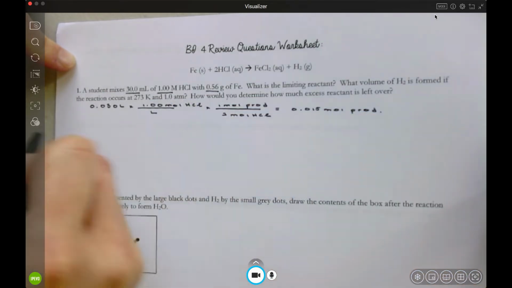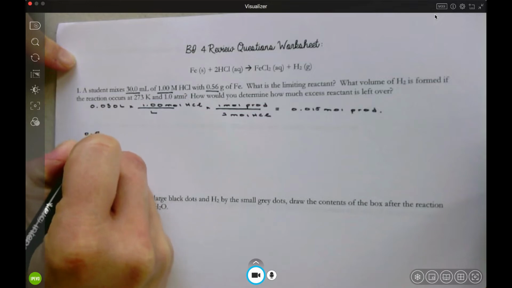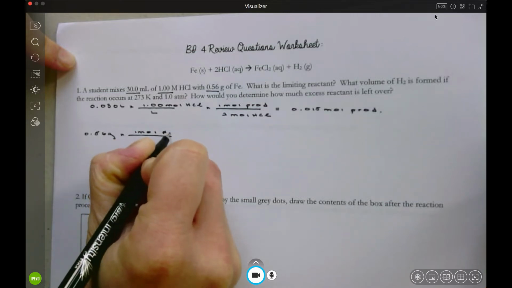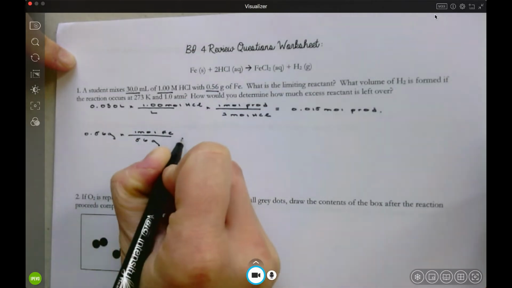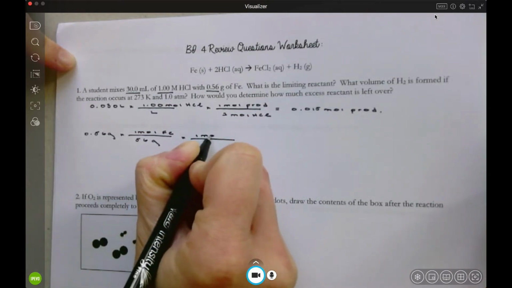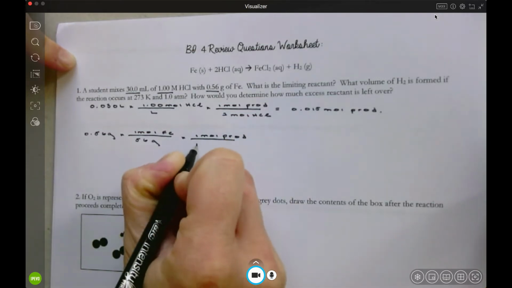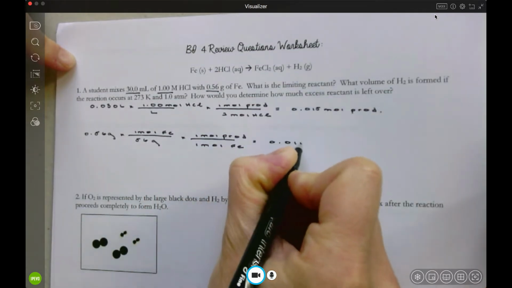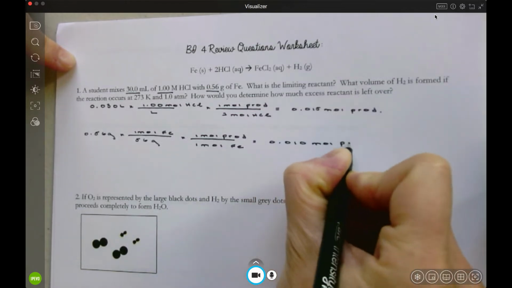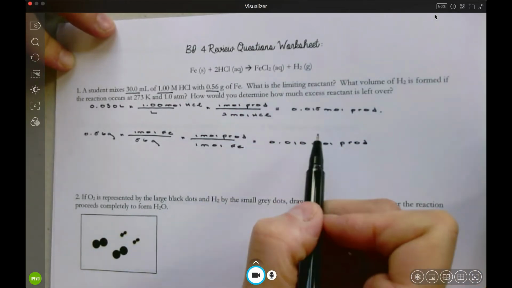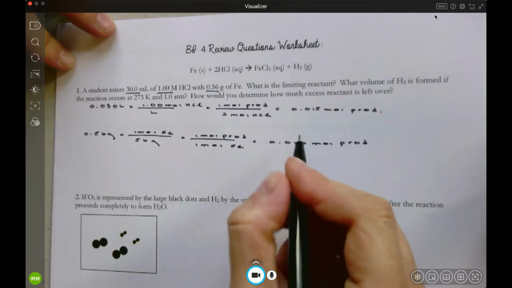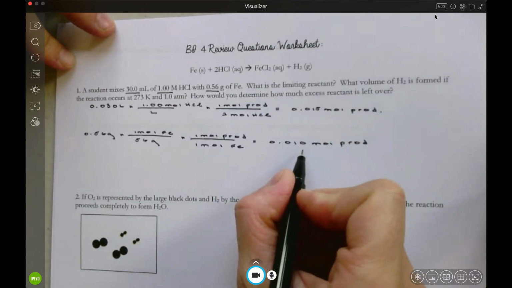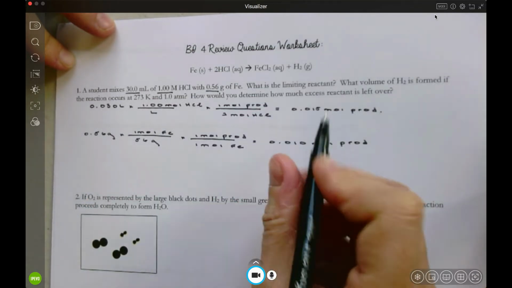If I did the same thing but for iron, how many moles of product will iron form? I'm going to first get into moles of iron by dividing by the molar mass. Then get into moles of product. It's 1-to-1, and so the answer you get is 0.010 moles. Now I didn't need to get into grams, because whichever one produces the smaller amount of moles of product is your limiting reactant. And so iron in this case is my limiting reactant, because I only produced 0.010 moles of product. Okay, so that's my answer for that.